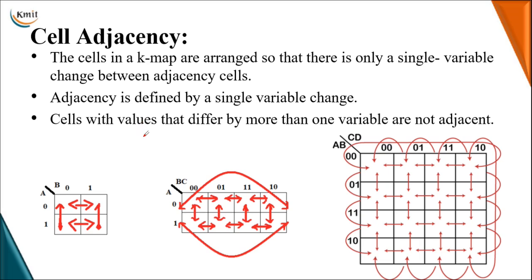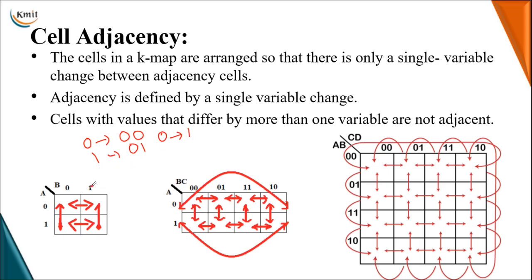Cell adjacency is defined between two cells which are adjacent when they have only one bit positional difference. For example, the 0th cell with 2 bits I can represent as 0 0, and the first cell with 2 bits as 0 1. Now, when I observe the least significant bit position, the bits differ, and the most significant bits are equal, both are 0. Hence I can say that cell 0 is adjacent to cell number 1.